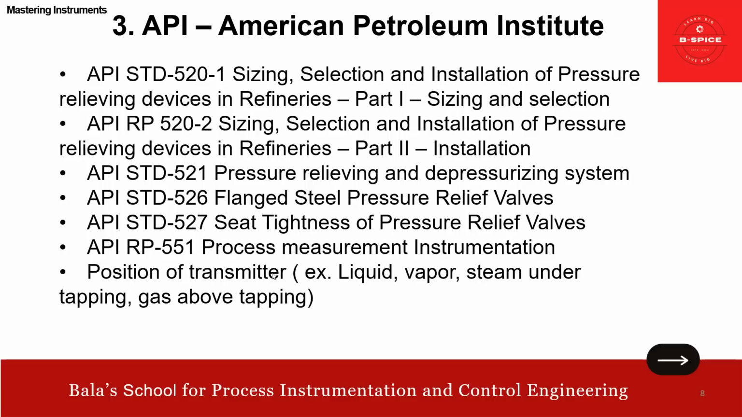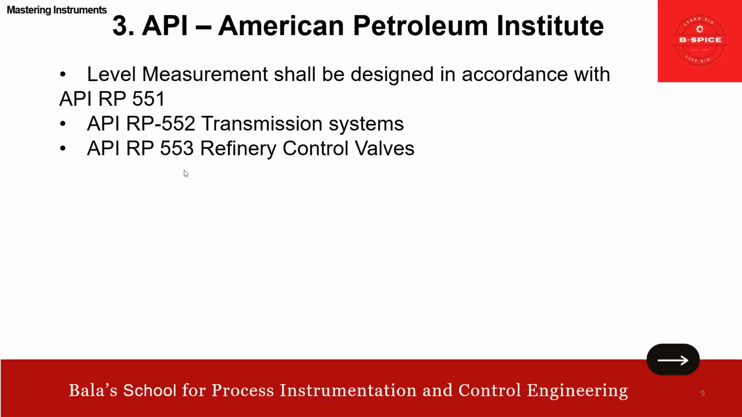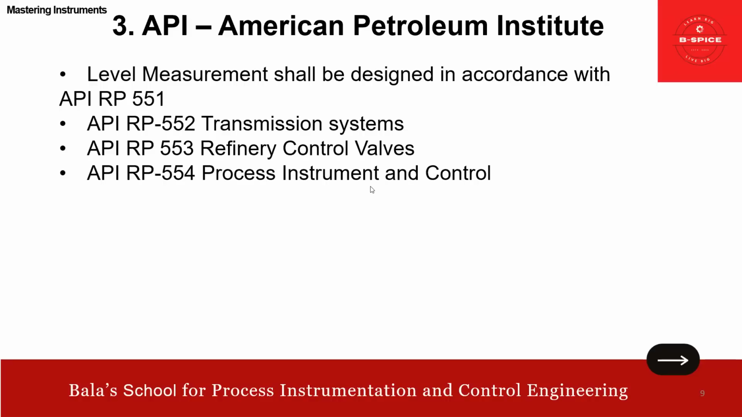For example, for liquid, vapor, steam: if it's steam, it means under tapping; gas means above tapping. All this focuses on 551. Level measurement shall be designed in accordance with API RP 551. Then API RP 552 is for the transmission system, 553 for the refinery control valves, 554 for process instrument and control, and 555 for process analyzer.